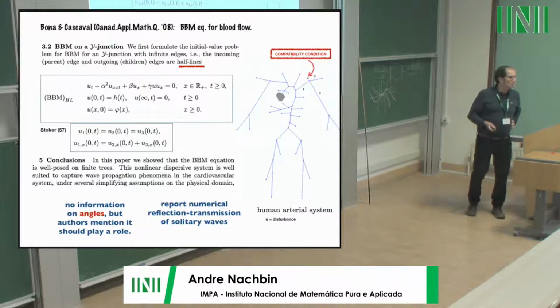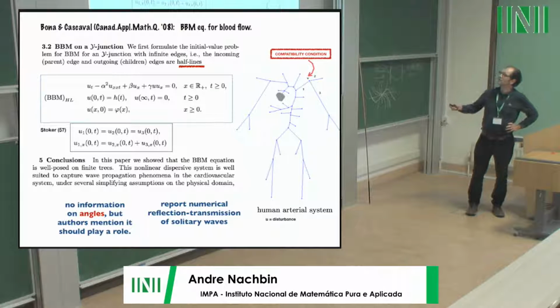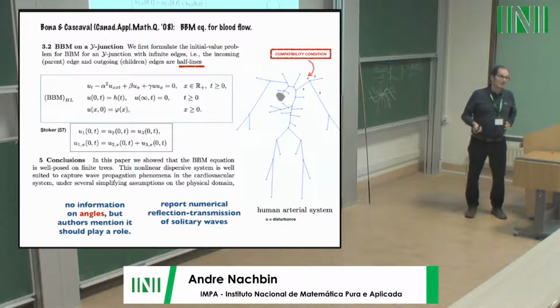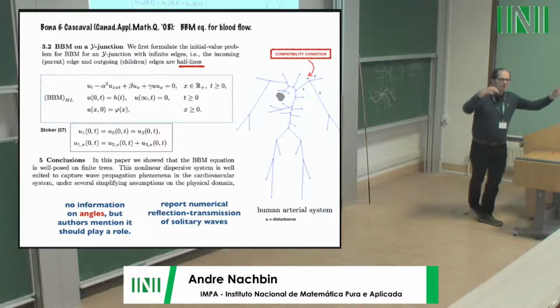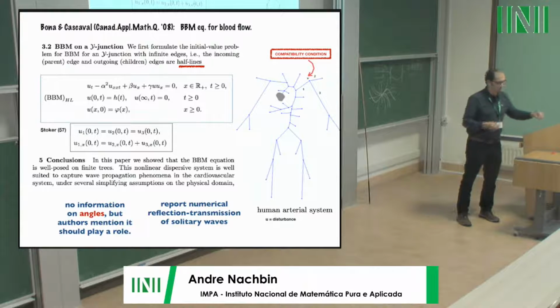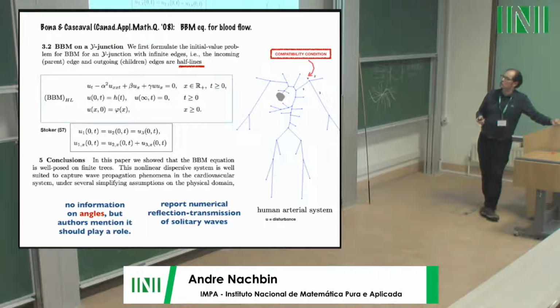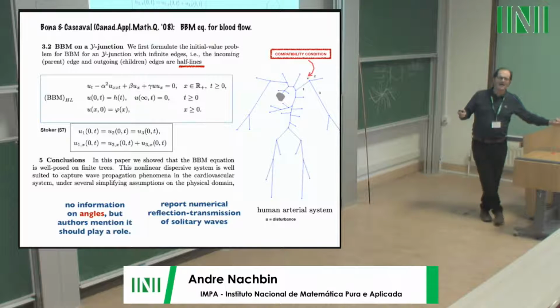The other paper is more recent, by Bona and Cascaval, in the Canadian Applied Mathematics Quarterly. They use the BBM model for blood flow, the human arterial system. It's a unidirectional model. They actually end up seeing some reflections. They also use the Stoker condition with the BBM model, and they analyze different situations. One of them is the Y junction with infinite edges, basically half lines, with interesting analysis for half lines and putting the information together through the vertex, the node. They also do finite pieces, and they prove that the BBM equation is well posed on finite trees.